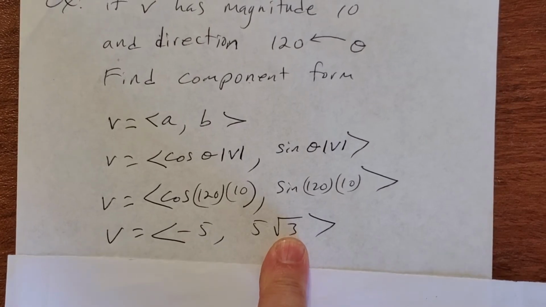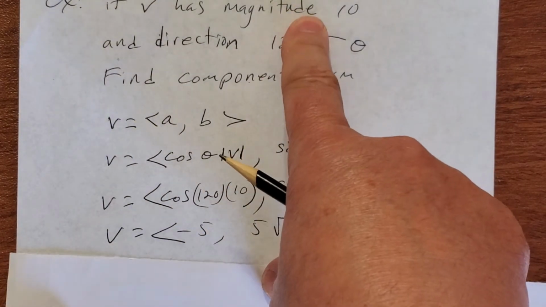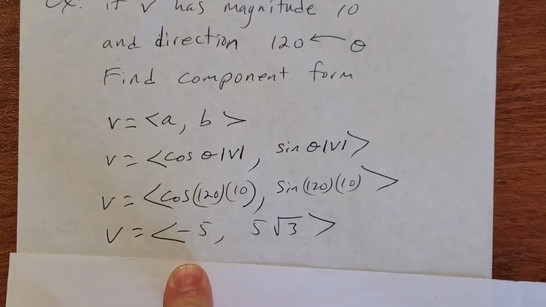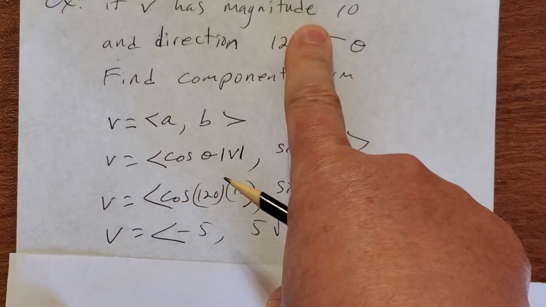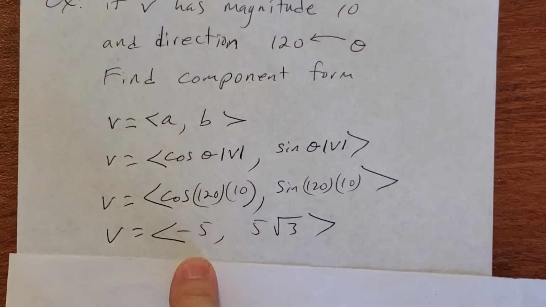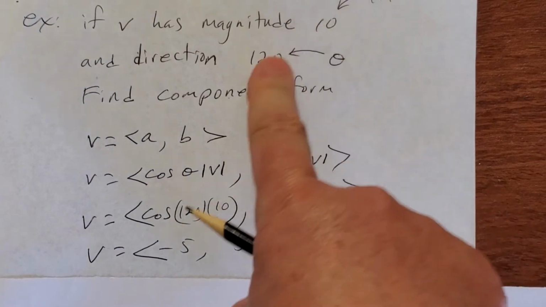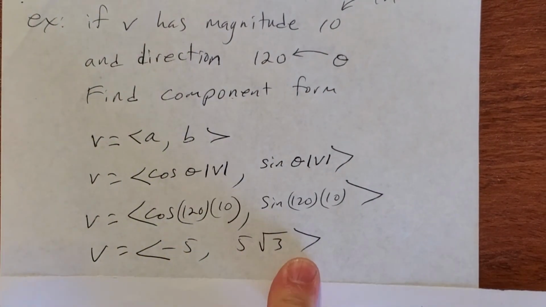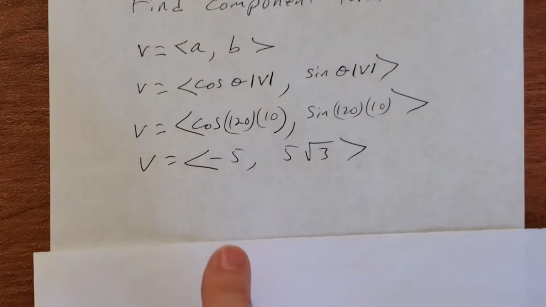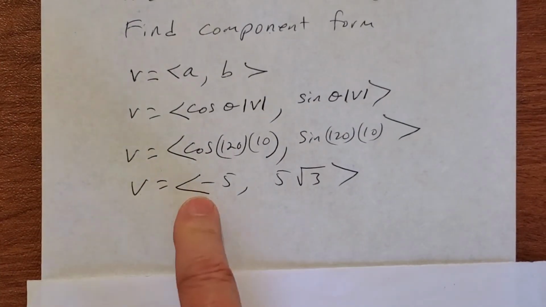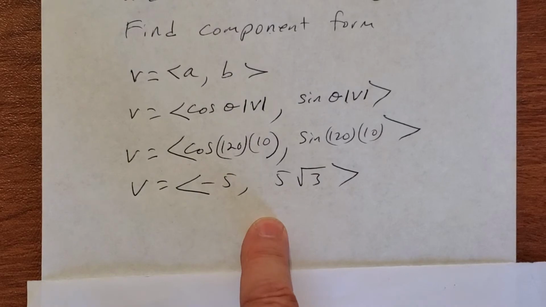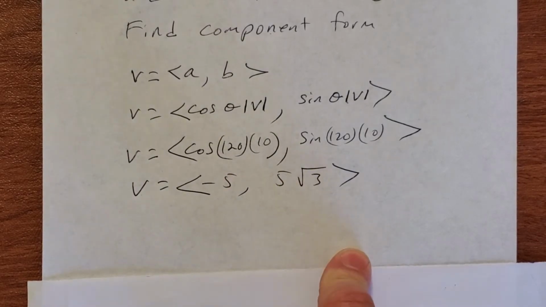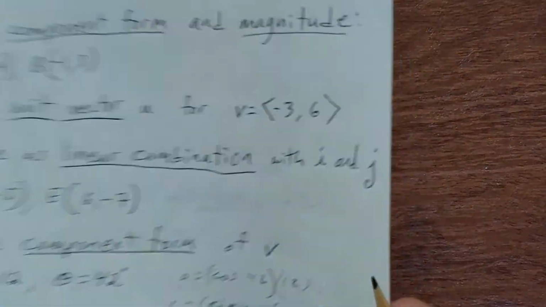So what just happened? We didn't start with two points, and we found A and B. We started out with just the magnitude and the angle, and we found the components. And of course, you can express this as -5i plus 5 square root 3j. Okay? That's it. Let me leave you with some try problems, and we can do these when I see you.